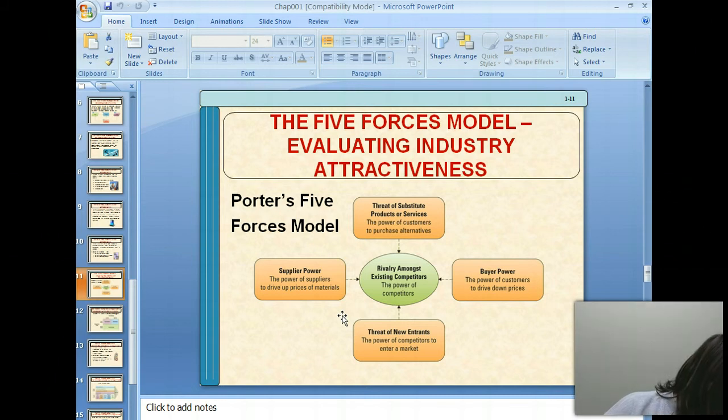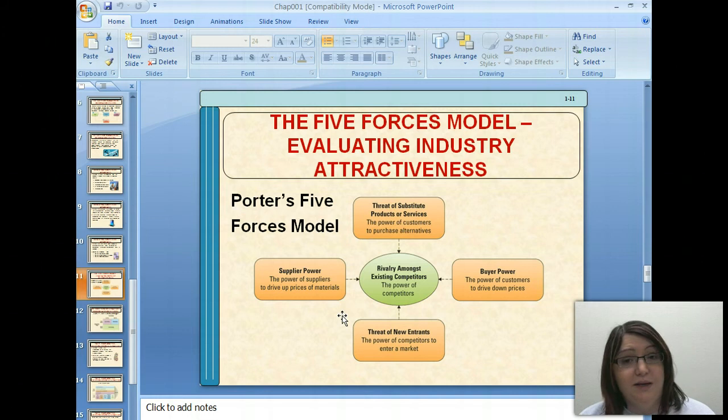Examples: in the airline industry, the buyer power is high because customers have many airlines to choose from, and supplier power is high because there are limited companies that actually make plane parts. So that's basically how you analyze the 5 forces.